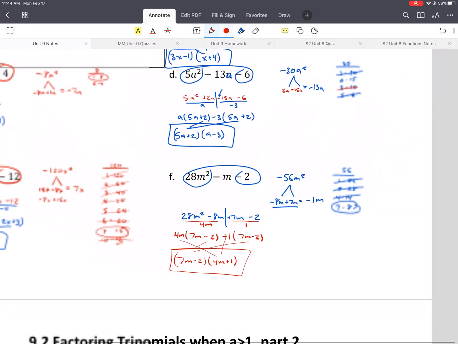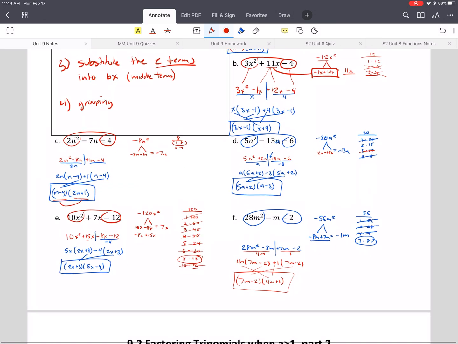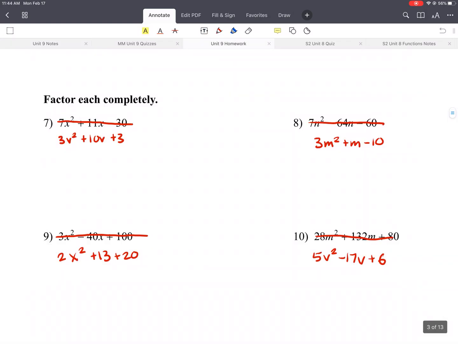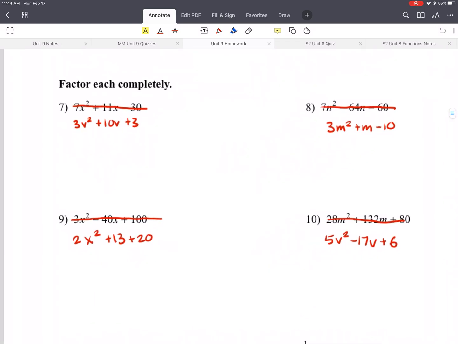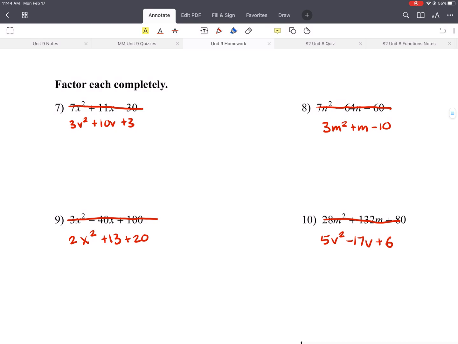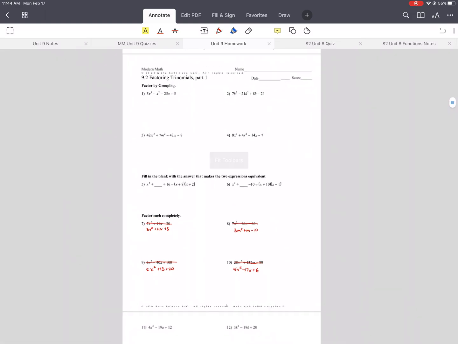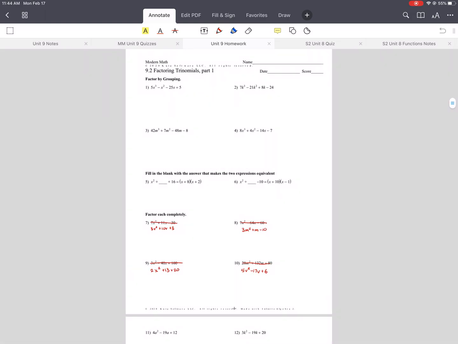Okay. So on your homework, if you weren't here, I changed some of the problems just because I feel like the numbers were a little too big. So this is 9.2 on 7, 8, 9, and 10. Just cross those out and fix those ones, okay? Hopefully that will save some of your time and not get frustrated, okay?